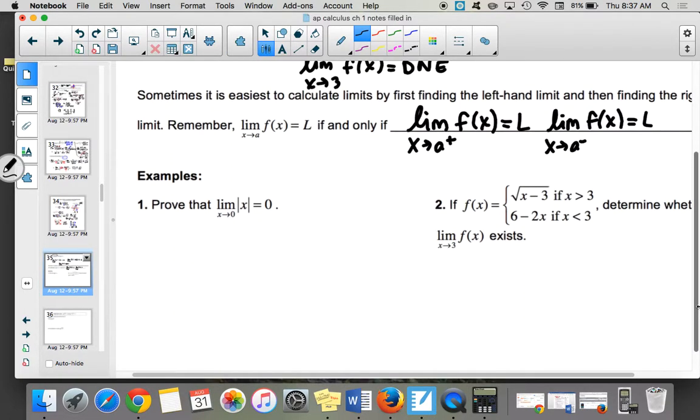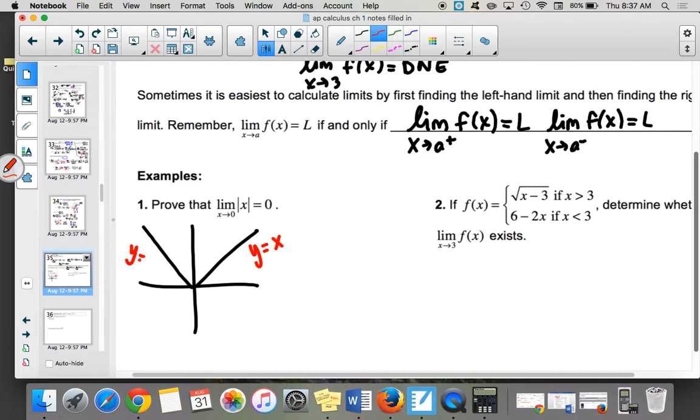Okay, so number 1, it says prove that the limit as x goes to 0 of the absolute value of x equals 0. Okay, you could do this lots of different ways. It's really a piecewise function. But you could draw the sketch. This line is y equals x. This line is y equals negative x. Right? Both of those, when you plug in 0, go to 0, right? I'm not going to spend a lot of time going through the proof of that. We're fine.